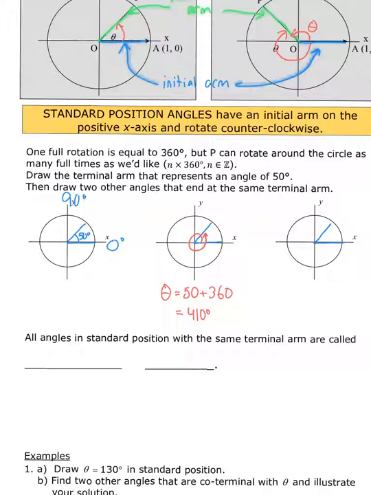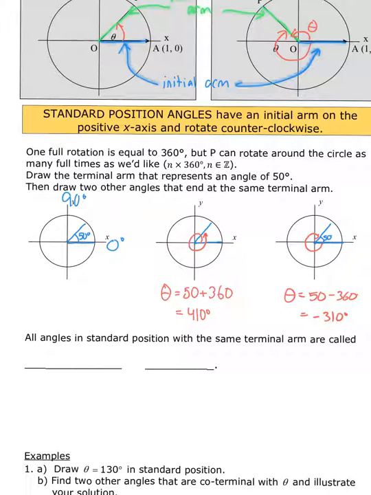And now we need to find another angle that has the same terminal arm. I could go around twice around the circle and then add that 50 degrees. But let's do an example where we go clockwise. We're going to start at my initial arm and go clockwise to get to that terminal arm. So that angle is 50 degrees minus 360 degrees, which is negative 310 degrees.